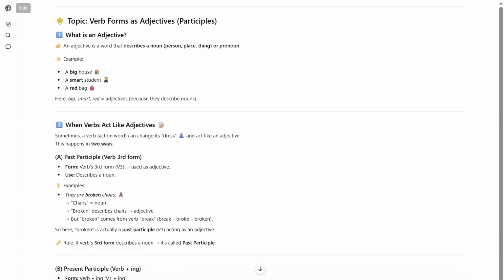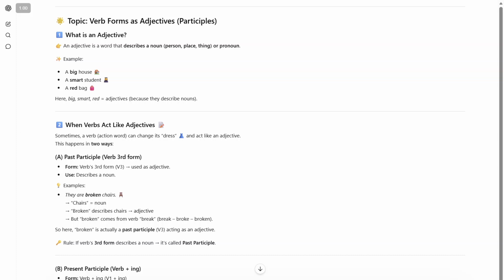Hack topic: verb forms as adjectives. What is an adjective? An adjective is a word that describes a noun or pronoun: a person, place, or thing. Examples: a big house, a smart student, a red bag. Here, big, smart, and red are adjectives because they describe nouns.